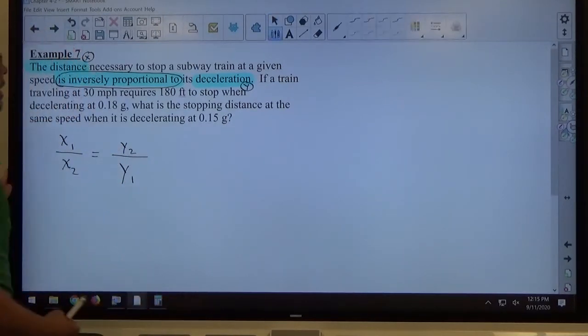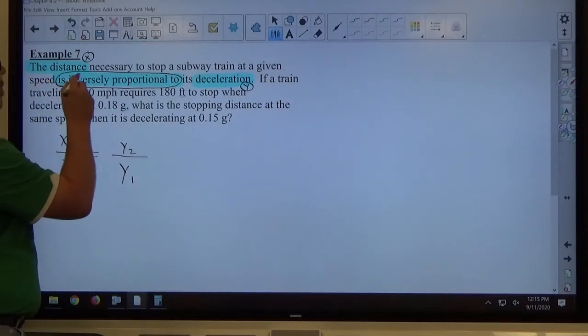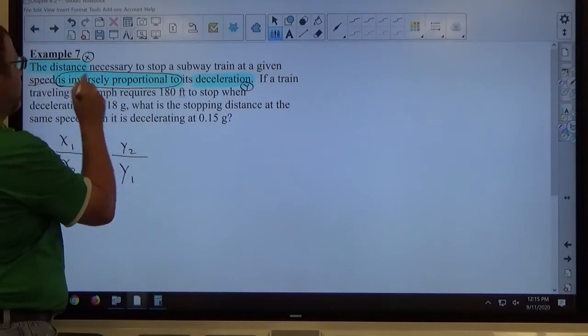All right. And then if we take a look, it says a train traveling 30 miles per hour requires 180 feet to stop when decelerating at 0.18 Gs. What is the stopping distance at the same speed when it's decelerating at 0.15 Gs? So what seems wrong here is there's too many numbers, right? So take a look what it says. The distance necessary to stop at a given speed. At a given speed.